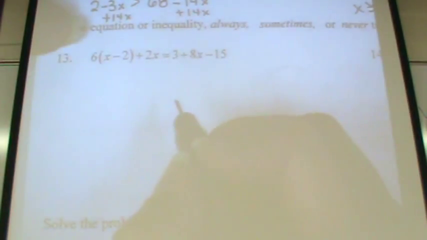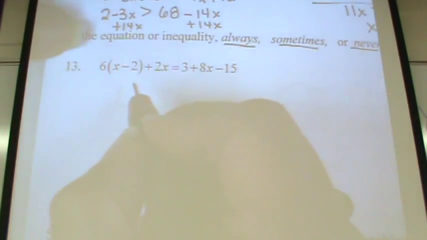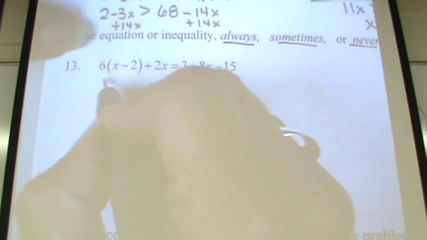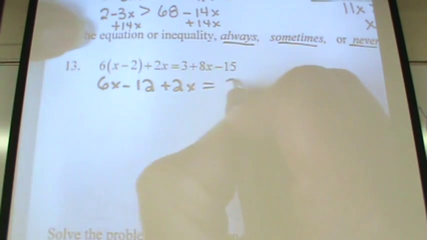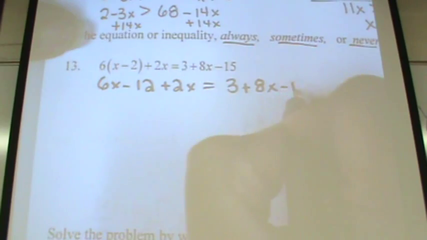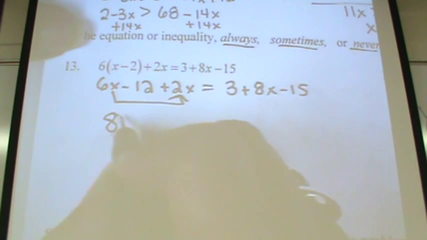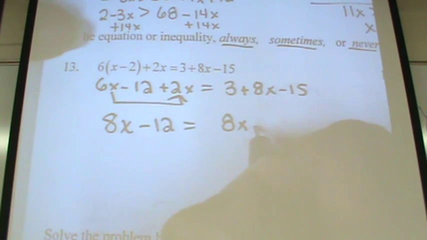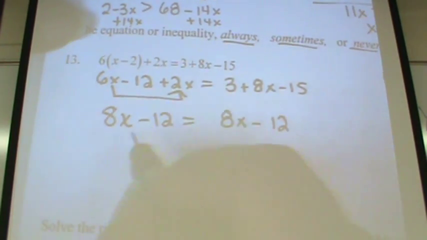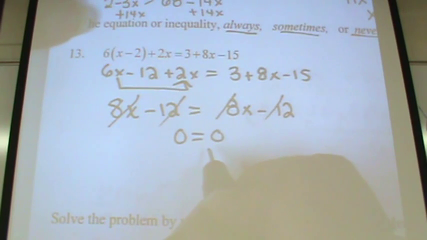Number 13, they want to know, is this always, sometimes, or never true? Well, let's simplify this. 6x minus 12 plus 2x equals 3 plus 8x minus 15. Well, on this side, I can add these two up. You get 8x. On this side, I get 8x minus 12. These cancel, and so do these. These are the same thing. So ask yourself, does 0 equal 0? It always does.